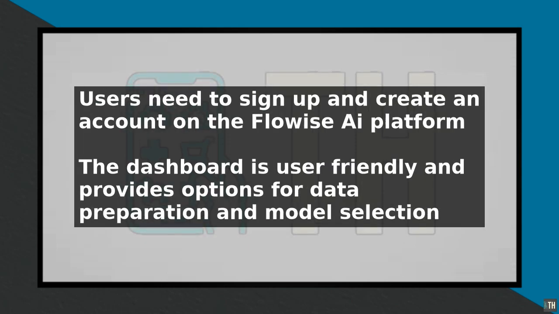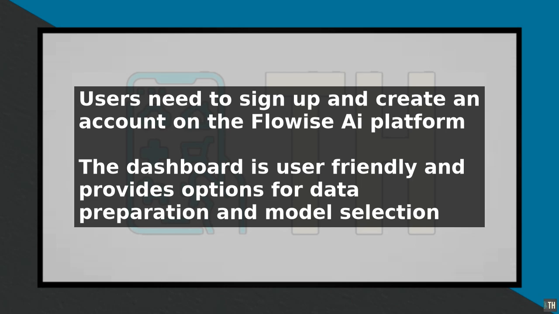Once the user has created their account, they can start by preparing their data. This includes uploading their datasets and pre-processing them to make them ready for use in the AI model. Flowise Ai provides a range of data pre-processing tools, including data cleaning, feature scaling, and feature selection.